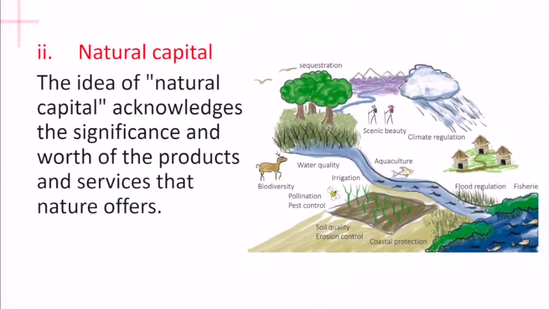Next, coming to the natural capital. The idea of natural capital acknowledges the significance and worth of the products and services that nature offers. Nature gives us a lot of resources, and these resources are termed the natural capital. Consideration of planetary system functions, such as the provision of breathable air and a stable temperature, are all capital that we receive from nature. In other terms, capital is nothing but money. So the air that we breathe and the clean water that nature provides are all wealth that we get, and hence it is treated as the natural capital.